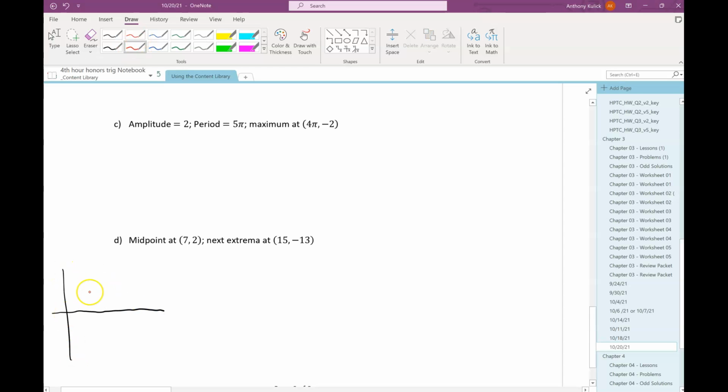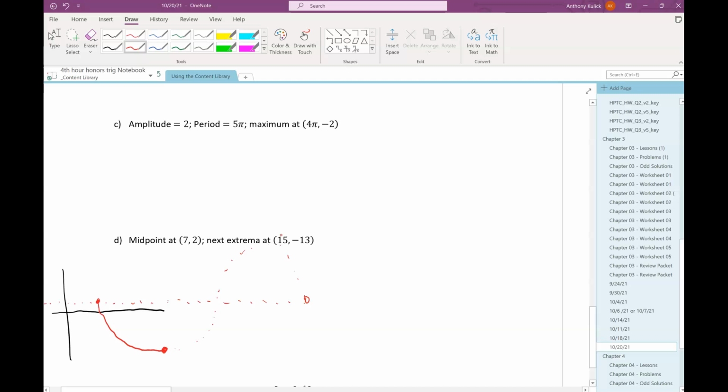So we have our midpoint at (7, 2). Since that's the midpoint, I also know the midline goes right through that, right? And then it says the next extrema is at (15, -13). So maybe that one's over here somewhere. Clearly that's the minimum, right? I'm going to go ahead and draw the rest of the period then. So it goes back up to the midline, does another up, another down. So that's my one full period.